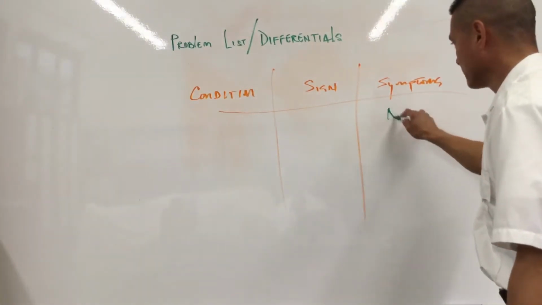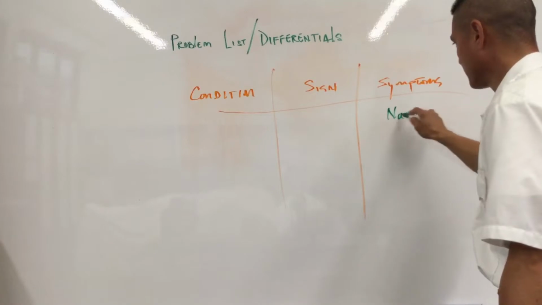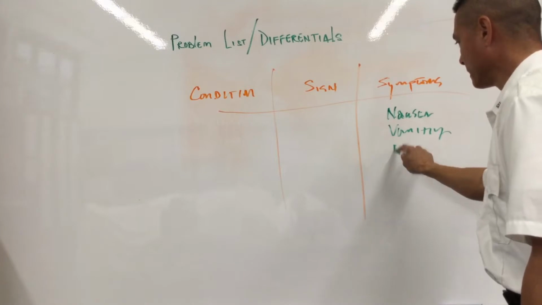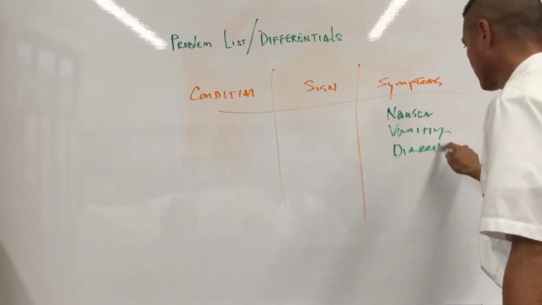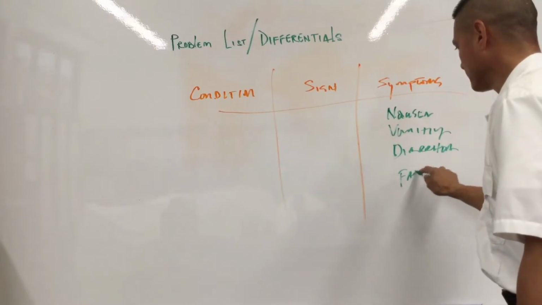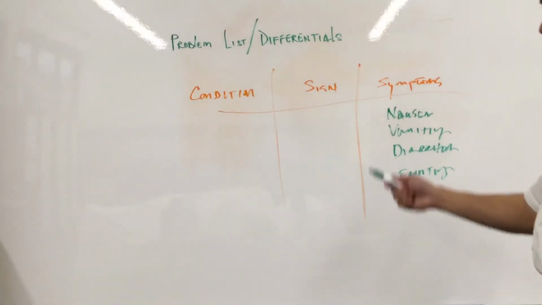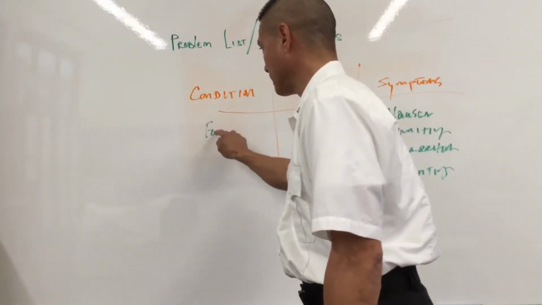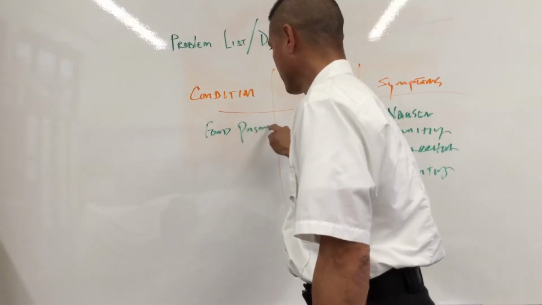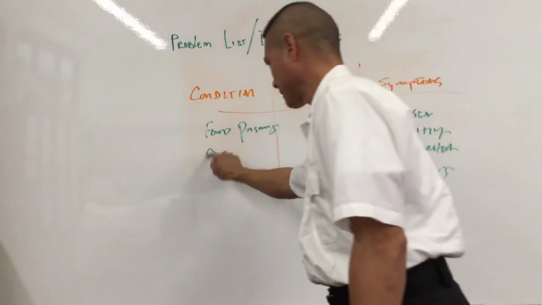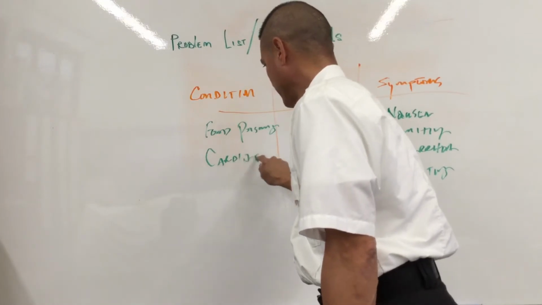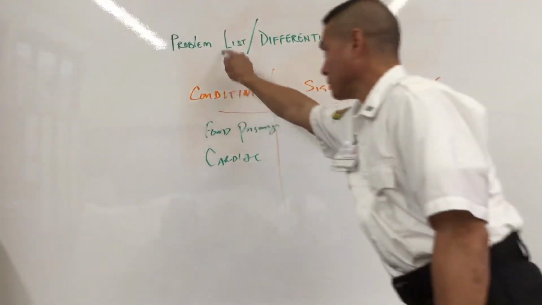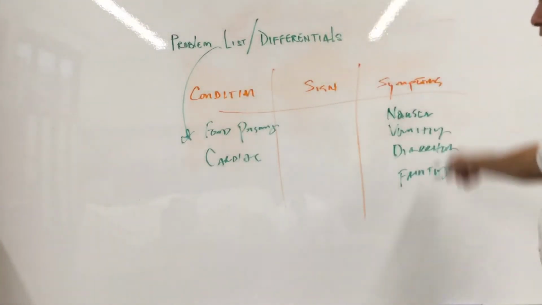Again, we'll do this again. They said nausea, vomiting, diarrhea, and I think fainting. And now we'll have to list the types of conditions that could cause this. So I think one, I said food poisoning. And then I think I said one might be cardiac. But as we look at this, I wanted you to find out whether there are possibly other things that we could list in our problem list based on our patient's symptoms.